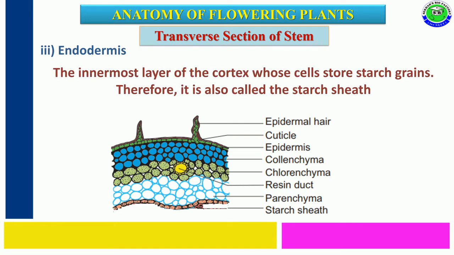The third part is the endodermis. The endodermis is the last layer of the cortex, with a single layer of cells, and these cells contain starch grains. That's why the endodermis is also called the starch sheath. So these are the three subzones present in the cortex of a dicot stem.